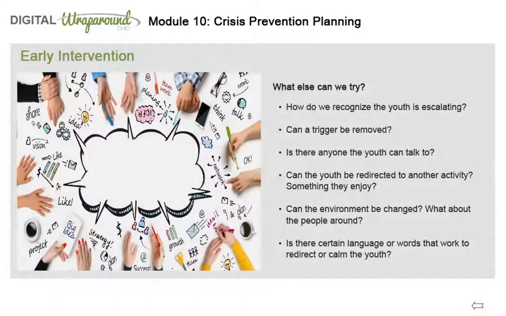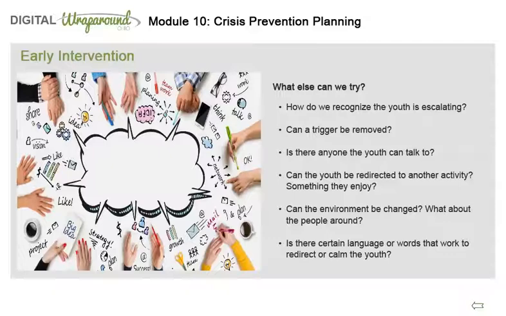Again, we want to help the team work through new ideas to try. Use this time to ask questions about reducing the intensity of the crisis situation or ways to de-escalate the situation while keeping in mind the family and youth's strength. Remind the team again of the work done to understand the behavior. How do we recognize the youth is escalating? Can a trigger be removed? Is there anyone the youth can talk to? Can the youth be redirected to another activity, something they enjoy? Can the environment be changed? What about the people around? Is there certain language or words that work to redirect or calm the youth?